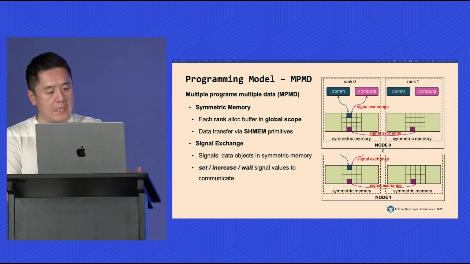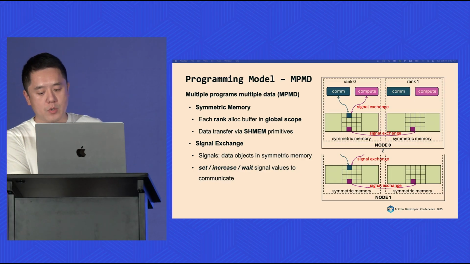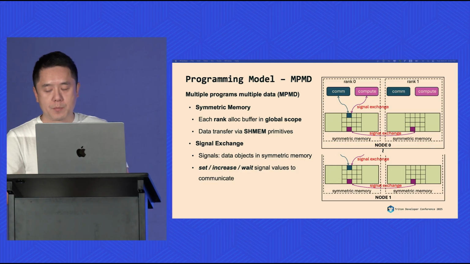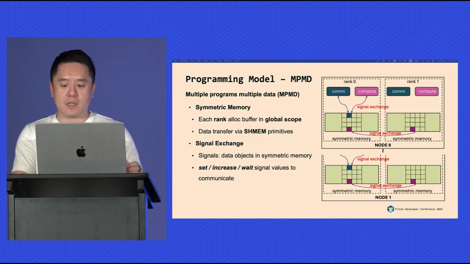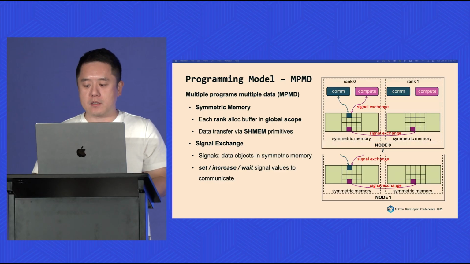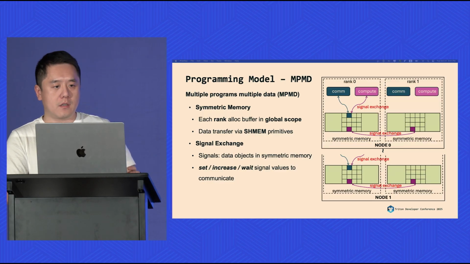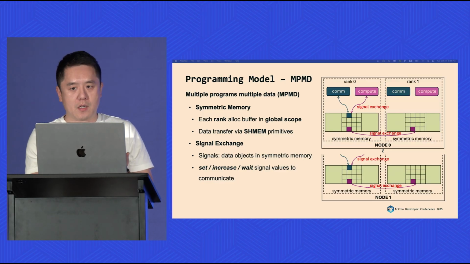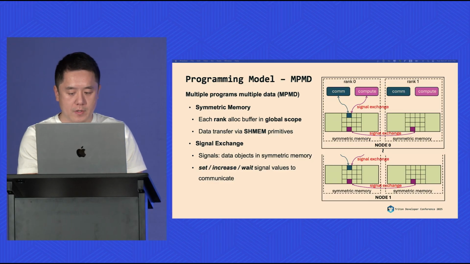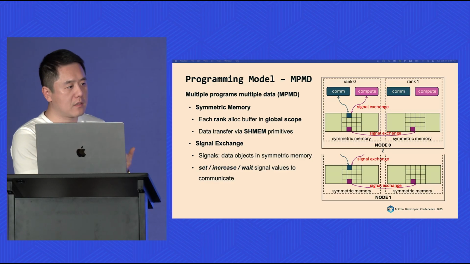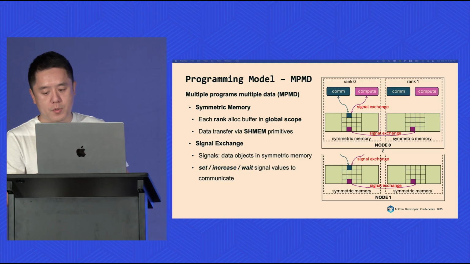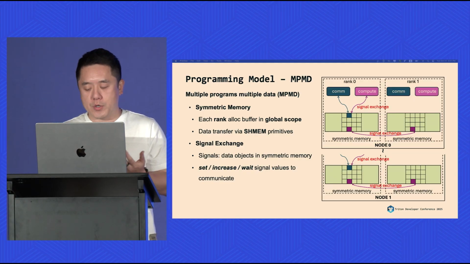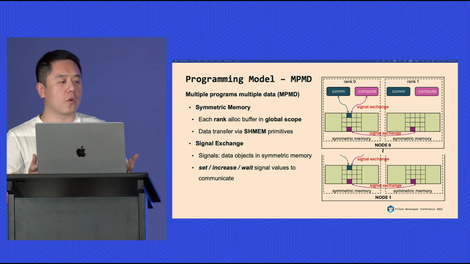And the second one is signal exchange. Operations on each rank can use signals to communicate with each other in a consistent way. A signal is basically a data object in the symmetric memory. On top of the signal, there are a couple of operations. You can set the value, clear the value, or change the value for your own purpose, to achieve operations such as a spin lock waiting for some data to arrive.